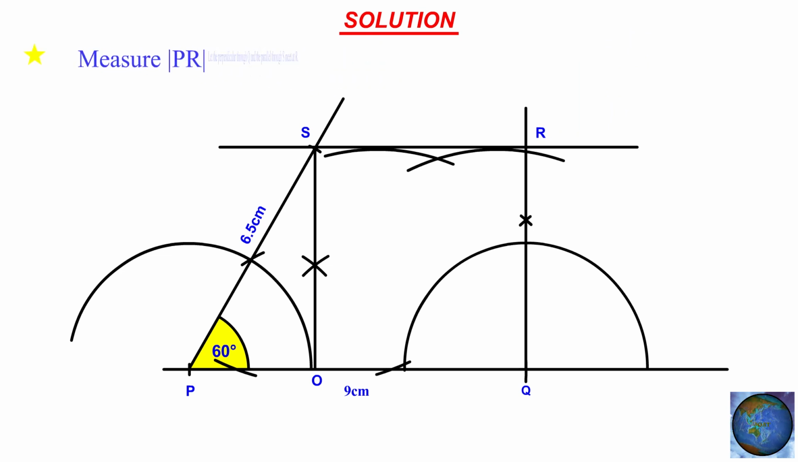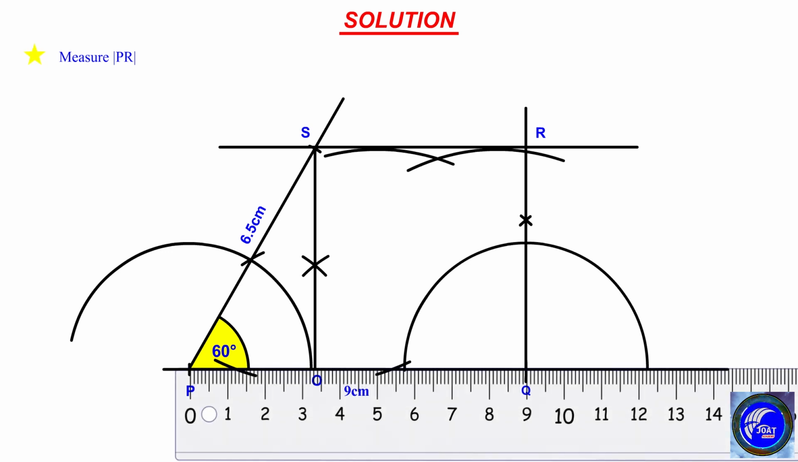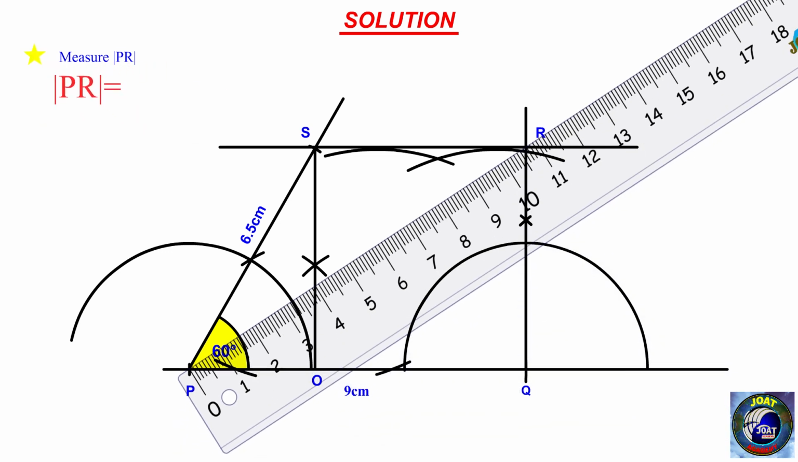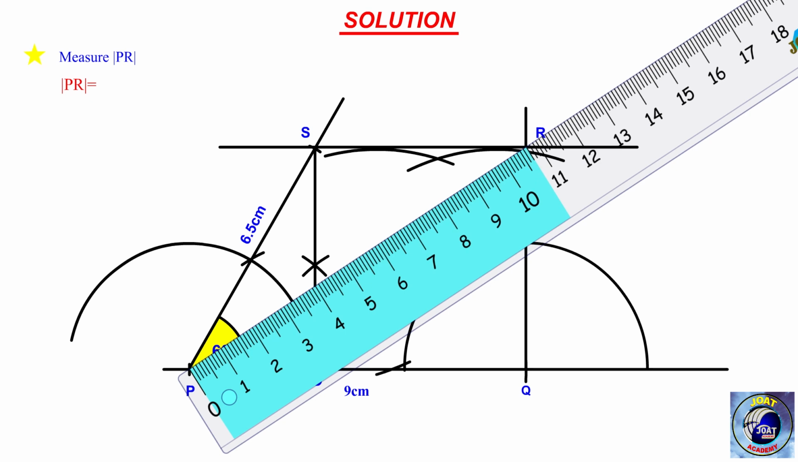Measure the distance from point P to point R using your ruler. The answer is 10.7 centimeters.